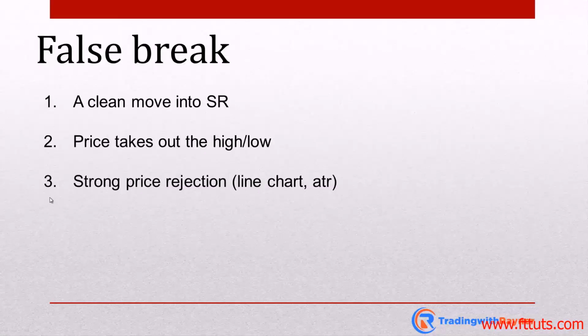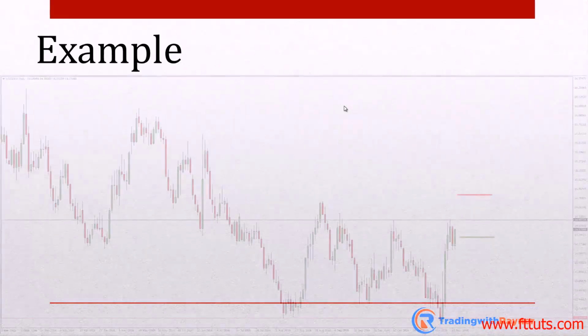The third thing you want to see is a strong price rejection. You want to see the price get rejected strongly. I'm going to share with you a couple of tips on how to define strong price rejection using a line chart and the ATR. And the fourth thing is you can just enter on the next candle open. So let's have a look at a few examples.